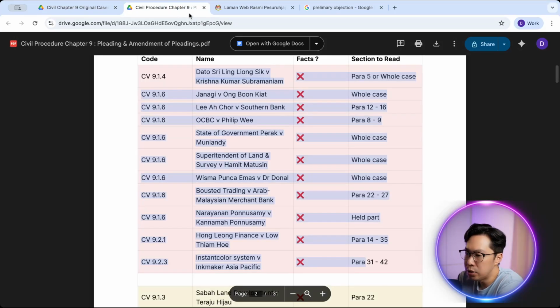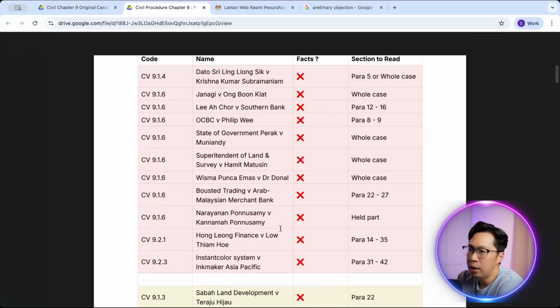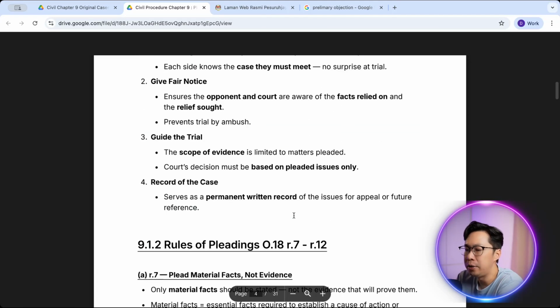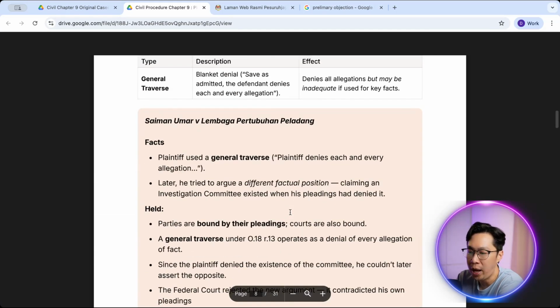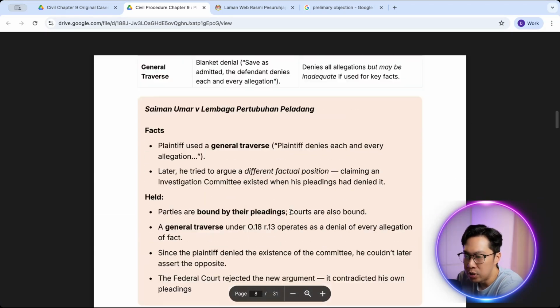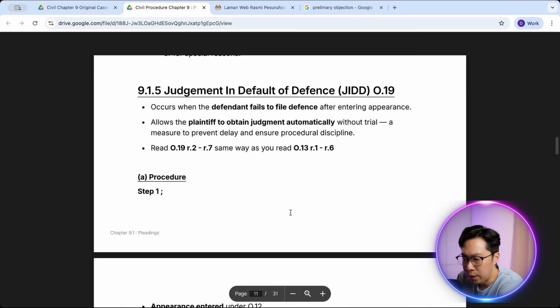Why? Because I was thinking that if I leave it like this for you to read, I think you will end up hating me, and your answer may go haywire. So I thought it's much better I do it for you. I tell you which parts I want you to extract. So you see, I give you the facts, held, same thing. Here.